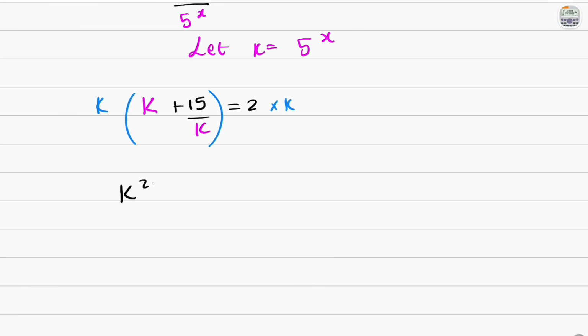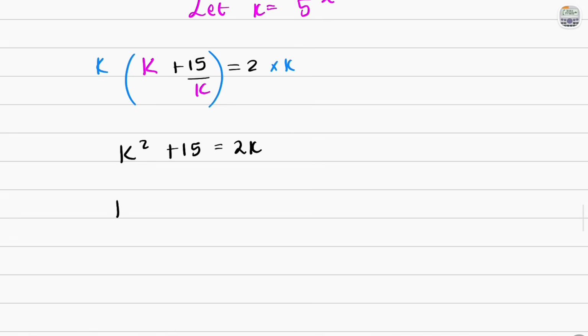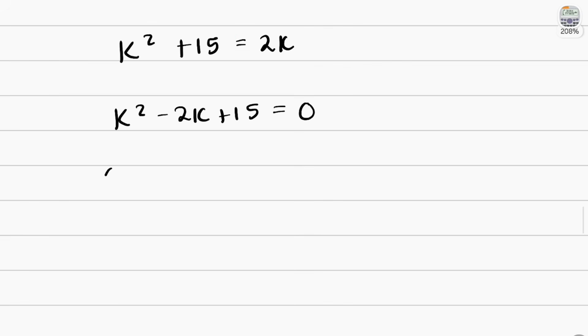Let's multiply. That's going to be k squared. This multiplies and cancels with that denominator of k. So plus 15, and then this is 2k. Then transpose, so this is k squared minus 2k plus 15 is equal to 0. Now we can factorize, so open up two brackets equated to 0.